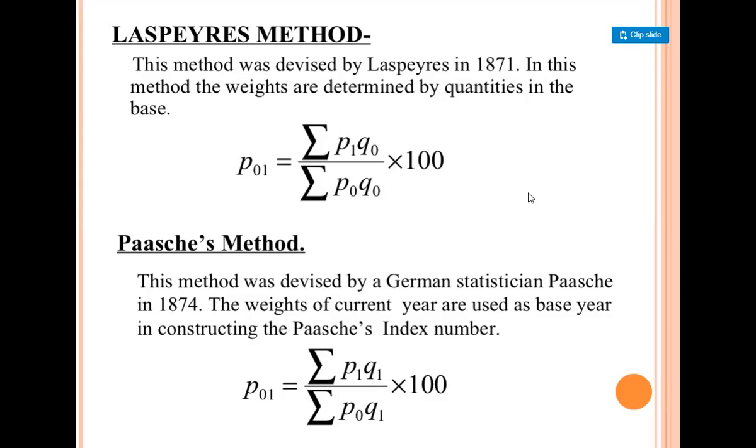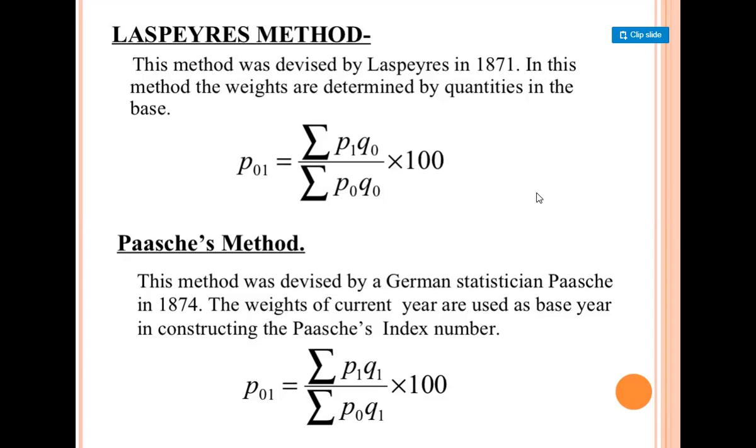That means the current year price is multiplied with the base year quantity. Then after finding the products, you find the sum of all the products of P1 into Q0, by similarly summation P0 Q0. The base year prices are multiplied with the base year quantities, and then again I have to find the summation. So summation P1 Q0 by summation P0 Q0 into 100. So this is the Laspeyres method formula, or Laspeyres index formula.